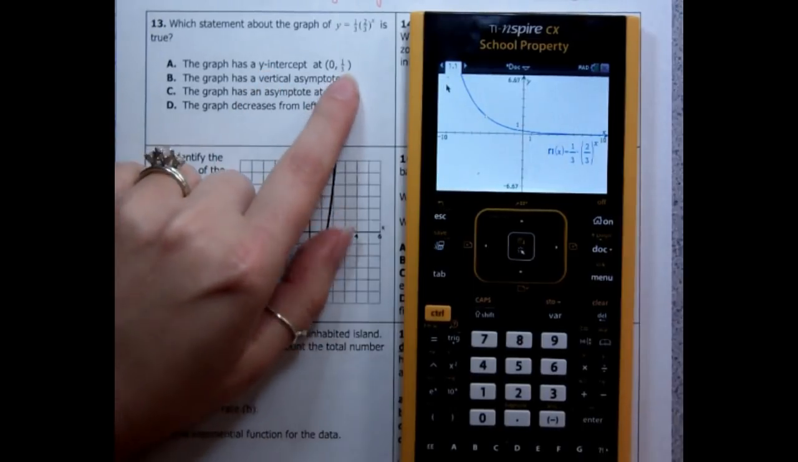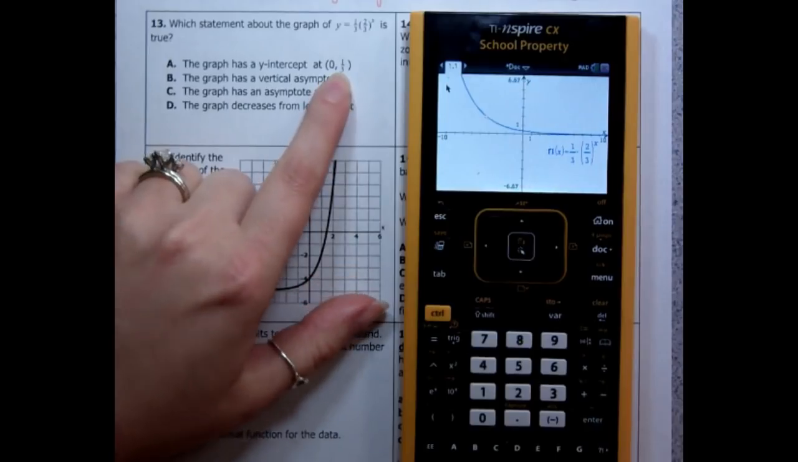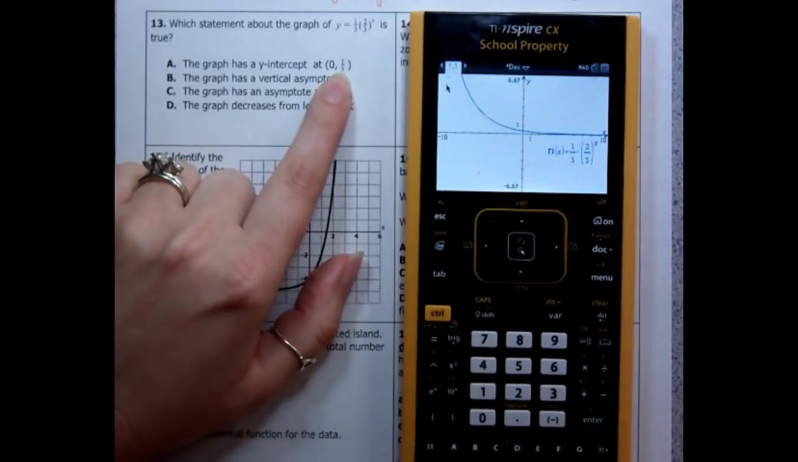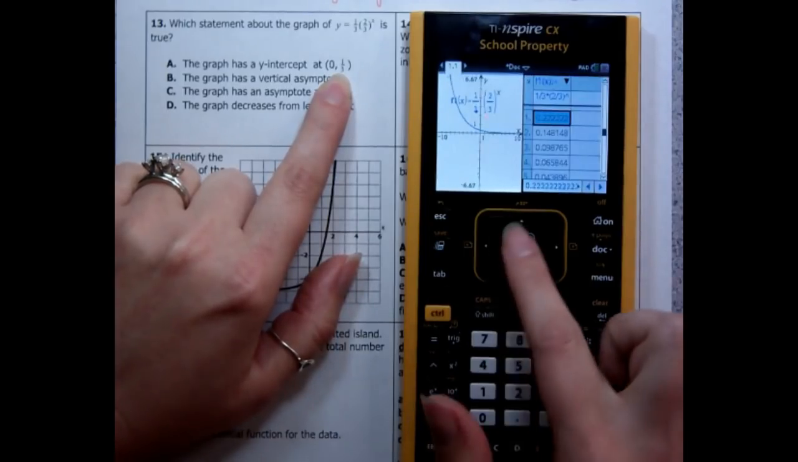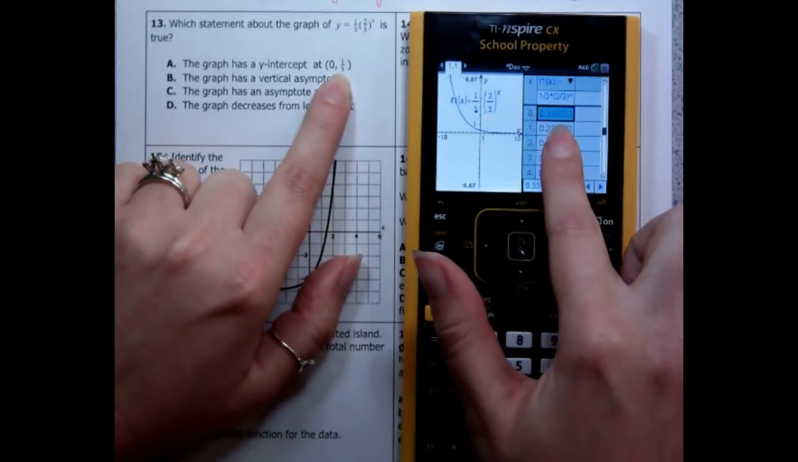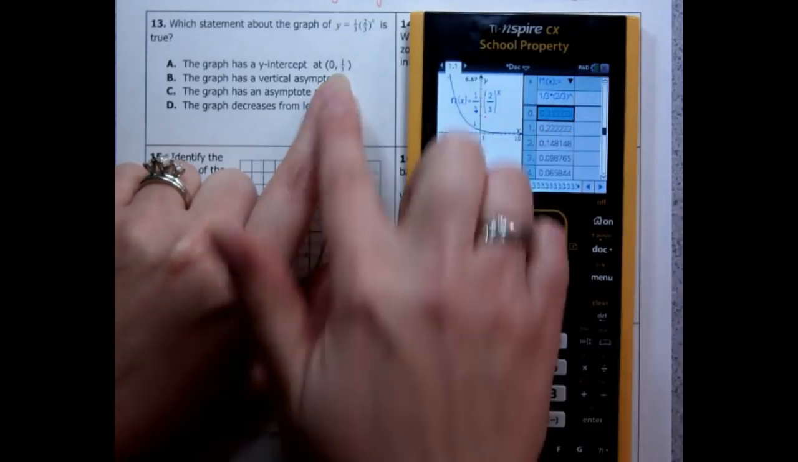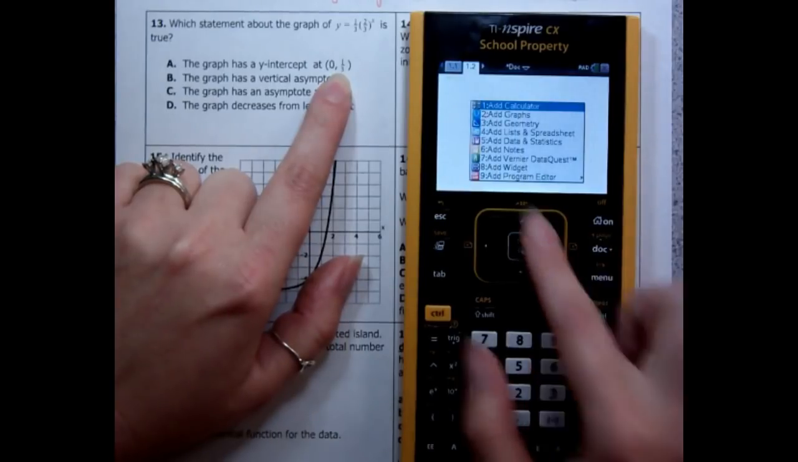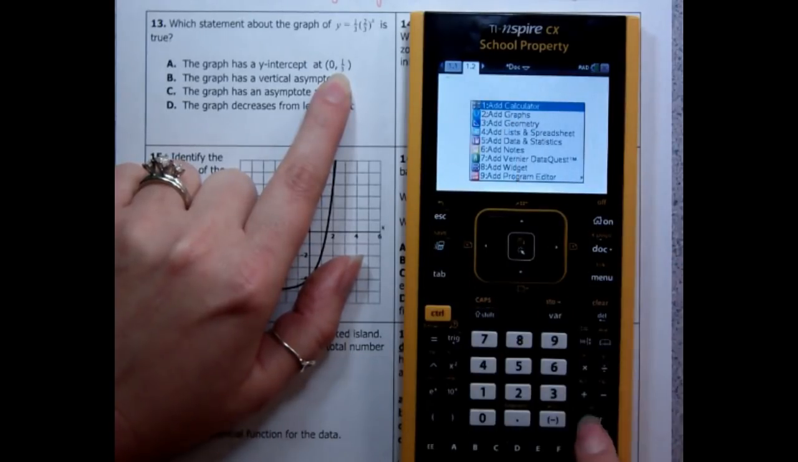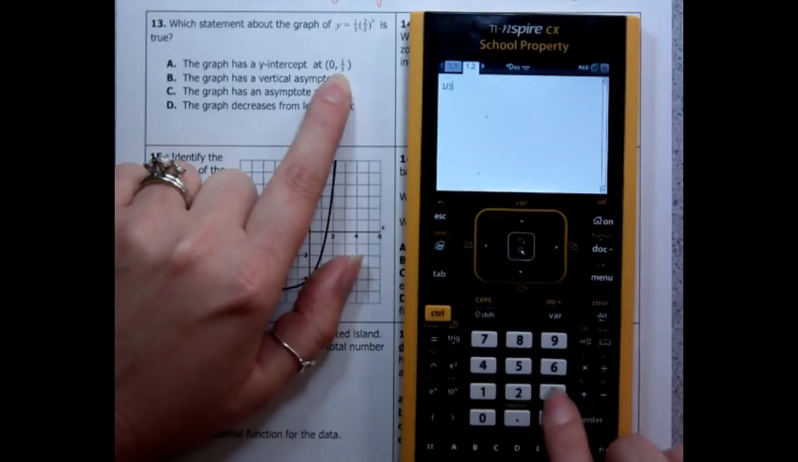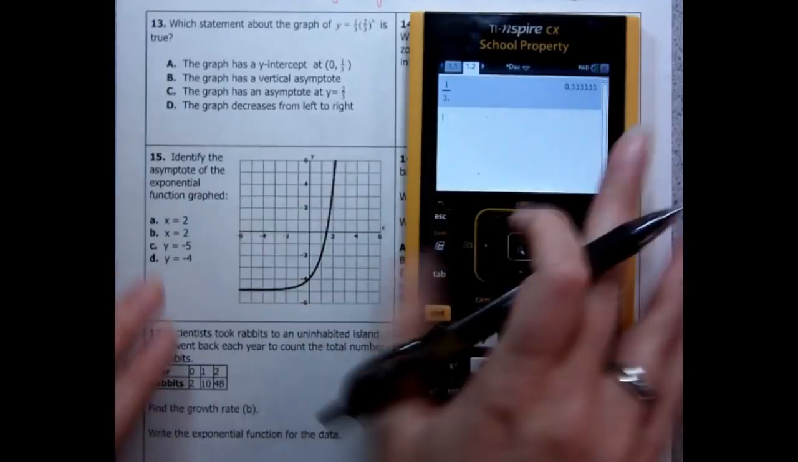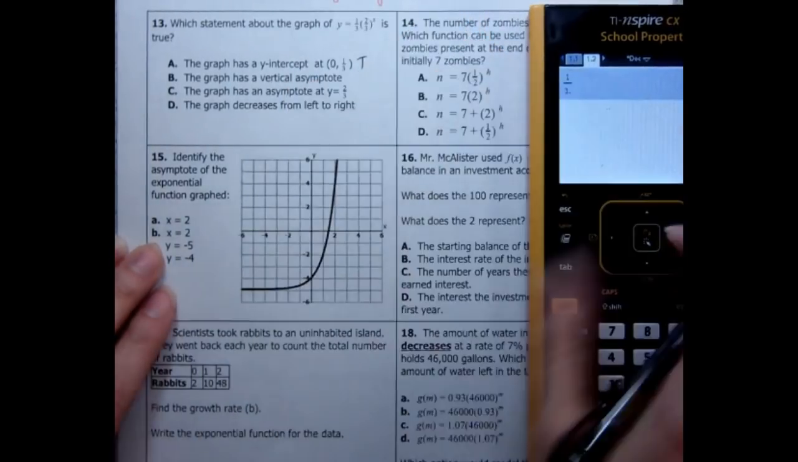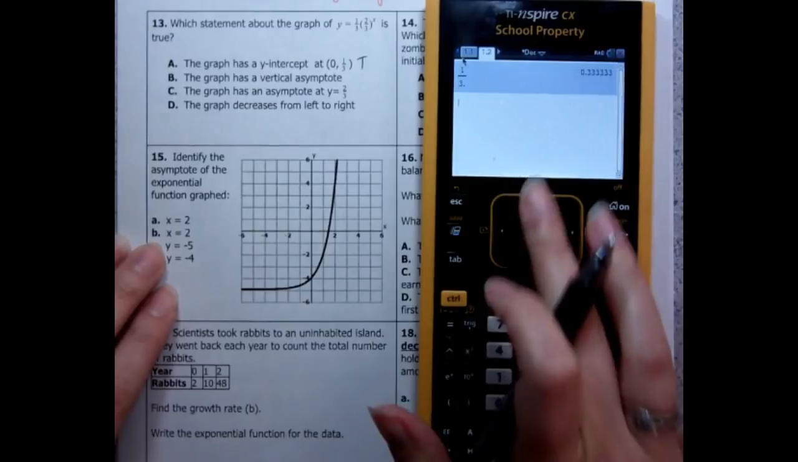Does it have a y-intercept of 0, 1/3? Well, remember, to do intercepts, you've got a couple options. You can do the table, or you can do graph trace. I'm going to do the table this time. 0, ooh, I don't know. That's a decimal. This is a fraction. If you want to check, Control Doc and add a calculator. What is 1 divided by 3 decimal point? Hey, that matches. So this one is true. Okay, let me go back to my graph.